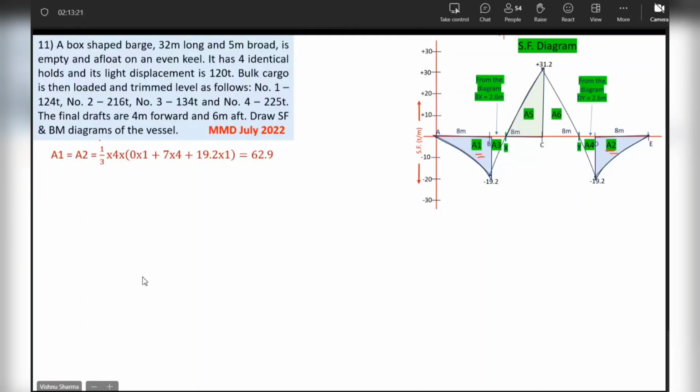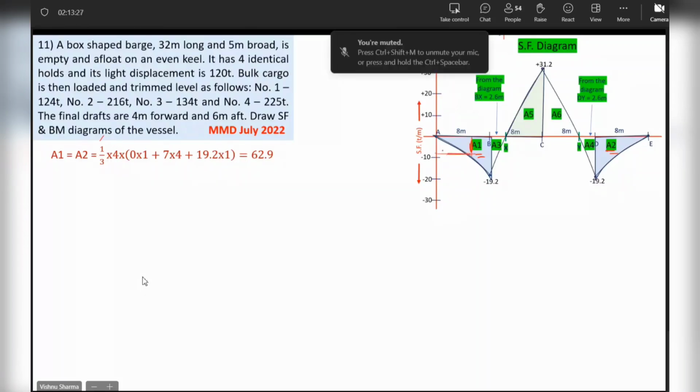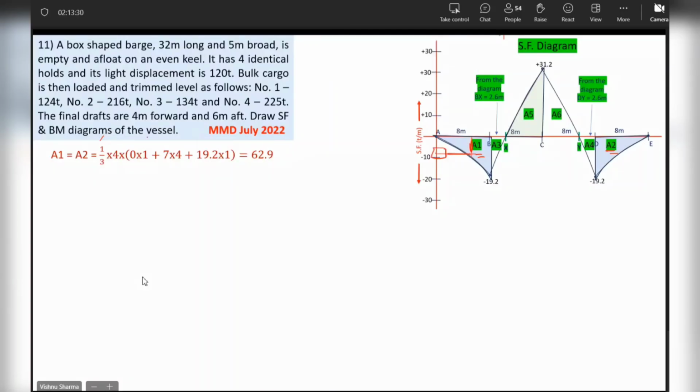What have I done? 1/3 is the coefficient. If I take a middle ordinate here, read off this from the graph, and I get it 62.9 as area A1 by Simpson's rule. A1 and A2 become 62.9. This A3 and A4 is nearly a triangle. So I have just cut short and taken it as a triangle because it's a small portion. So for A3 and A4, half base is 2.6 from my graph and height is 19.2, and I get it 25. That is how I get these 4 areas.